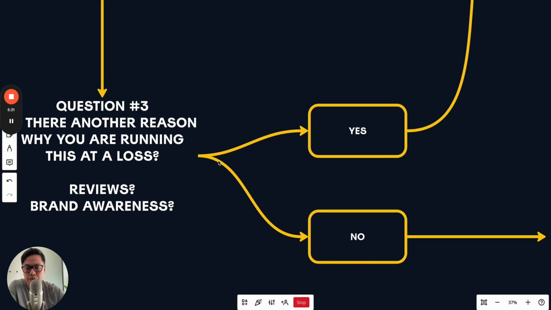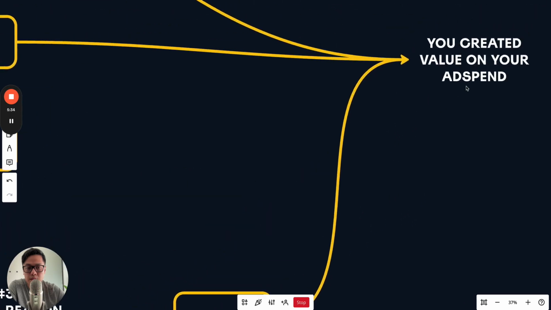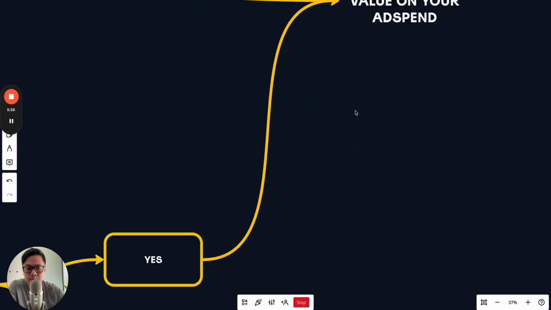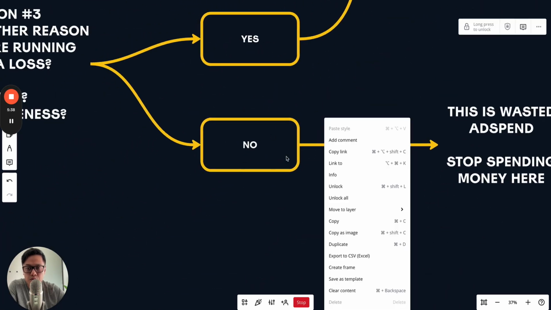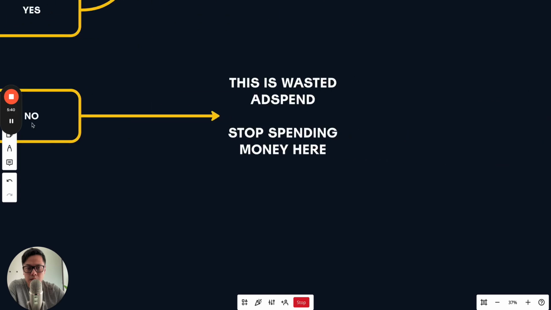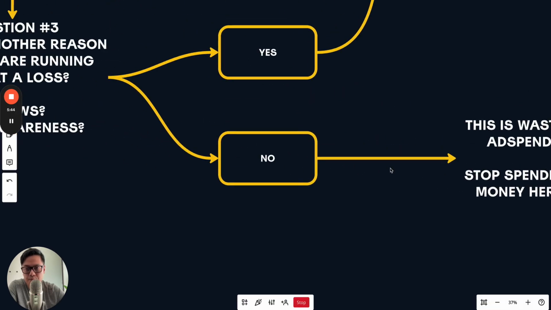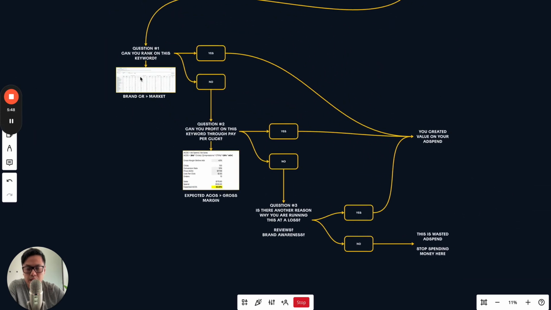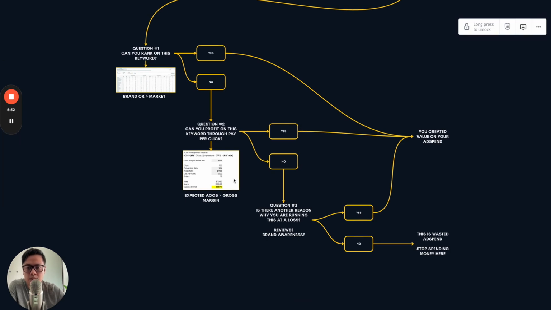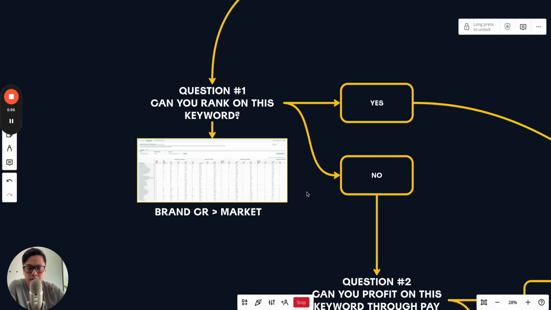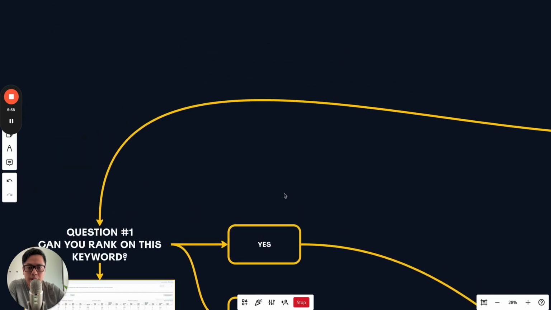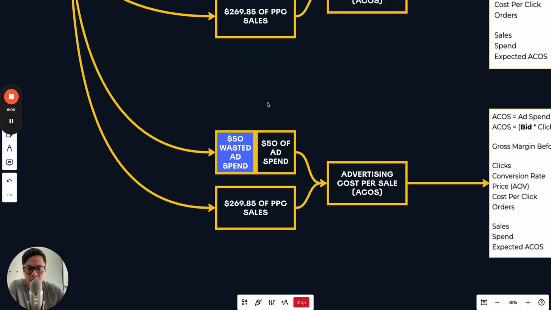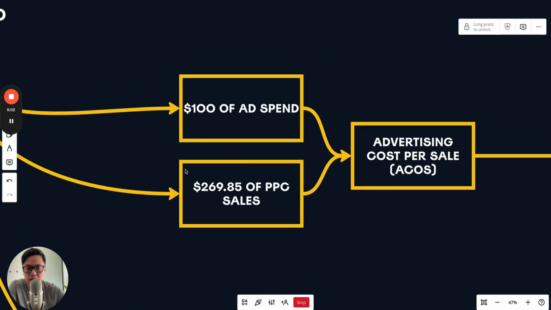So if there is another reason, then you created value on your ad spend. If there is no reason for it, then this is wasted ad spend. And this is where you need to stop spending money. So a lot of people get caught up in not understanding these 3 questions and how to ask those questions for every single keyword that you're running. And they just run their ads just like this.